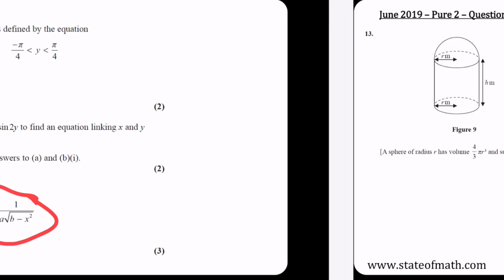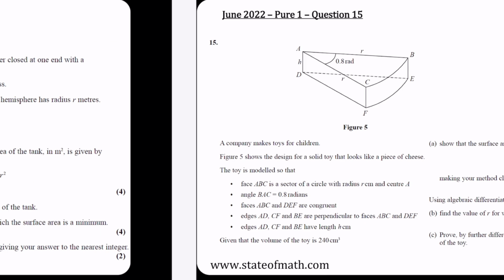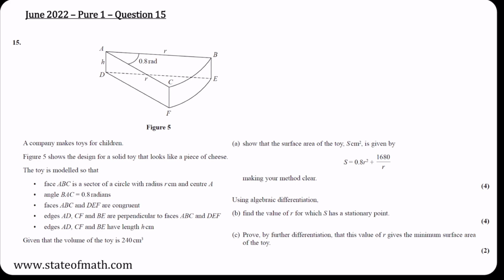And moving on to June 2019, QR2 question 13. This is a question that involves you obtaining an expression for the surface area, then using differentiation to obtain the minimum surface area. So this is looking at turning points, maximum, minimum points, and maybe using the second derivative to classify your turning points. In June 2022, a similar question.